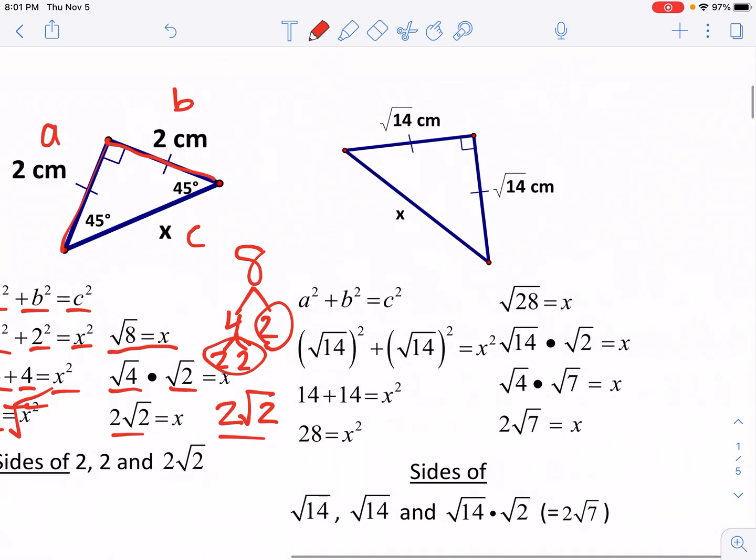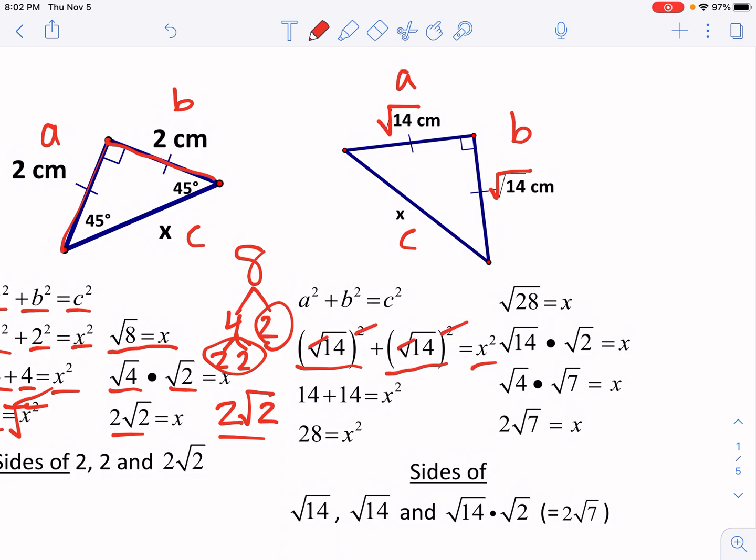Now, in this example, the reason I wanted to look at this one too is notice the side lengths are a square root. So we have a radical here, okay? So we're dealing with a side length that has a square root. In this case, my a would be the square root of 14, and my b would be the square root of 14, and x would be c, okay? So plugging those in, we'd have the square root of 14 squared plus the square root of 14 squared equals x squared. Well, a square root and a square, aren't those guys opposites? Yeah. So this cancels out, and I'm left with 14 plus 14 equals x squared.